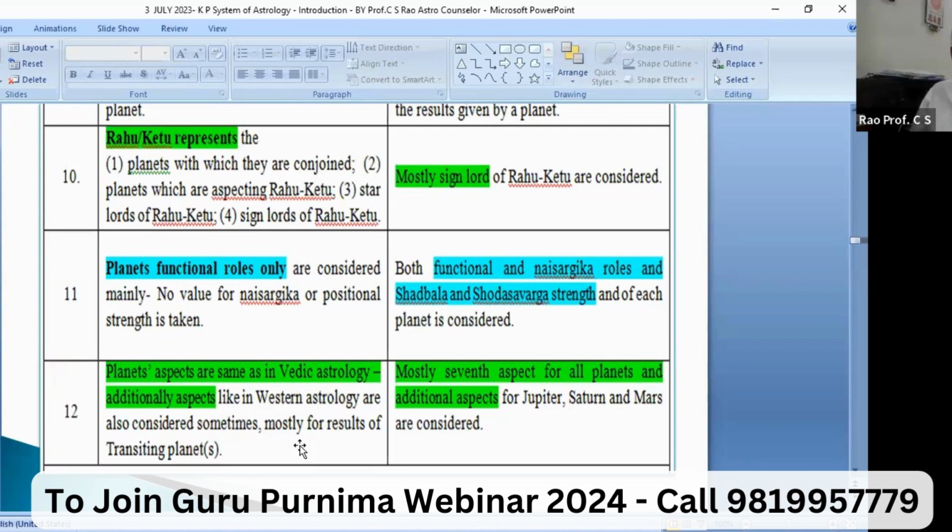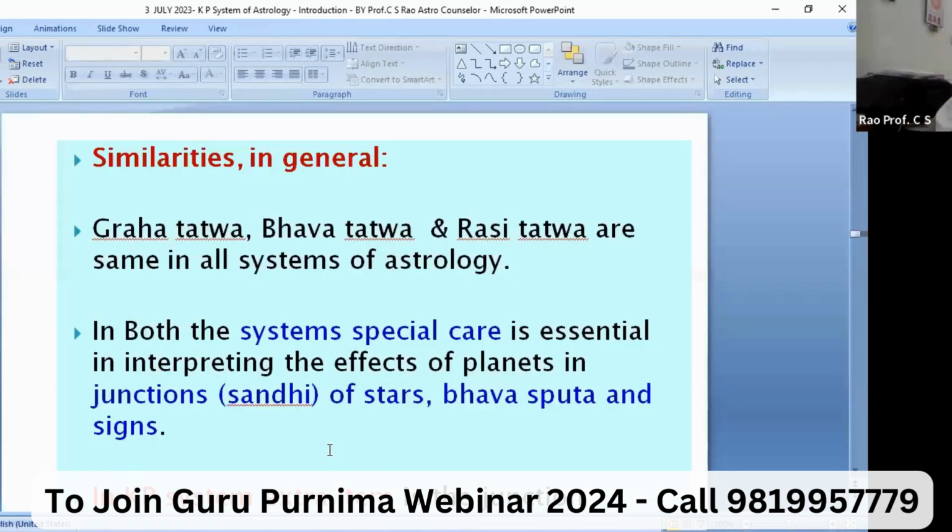In addition to that, we take point-to-point aspects of Western astrology. Sometimes we say square and trine are already used here also. These aspects are mostly used in transiting results: when interpreting a transiting planet on the natal chart, what are the aspects of the transiting planet on the natal planets? There we consider the Western astrology aspects in the KP system, but most people are not conversant with those aspects and are not using them. But it is better to use them if necessary; you may require them, or may not, in all cases.